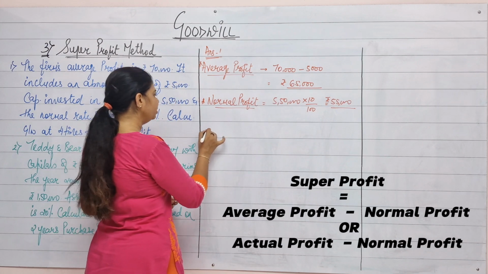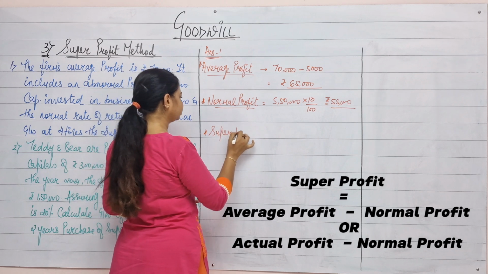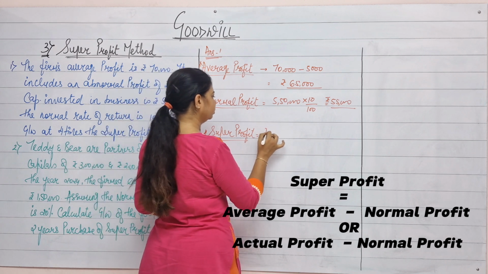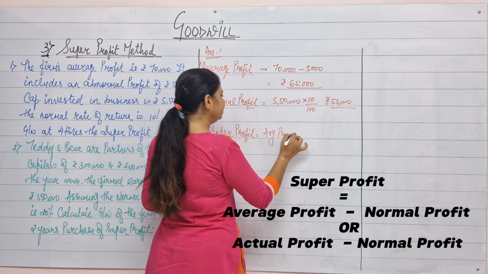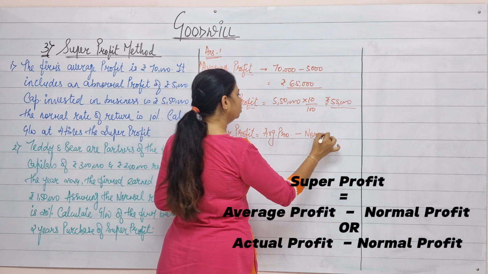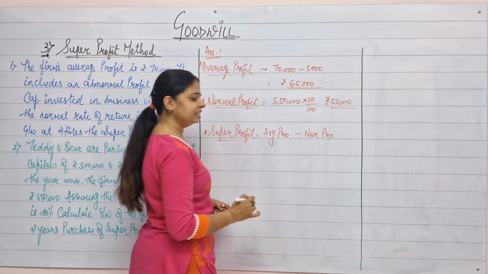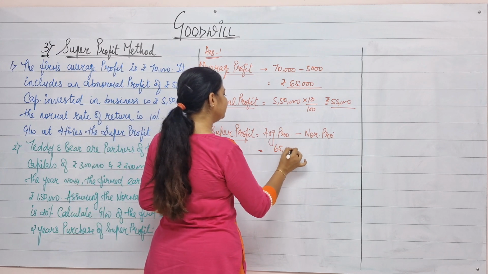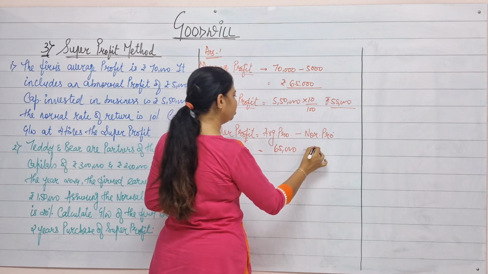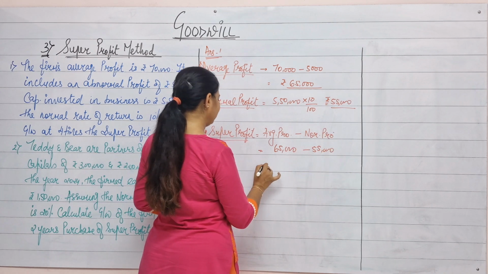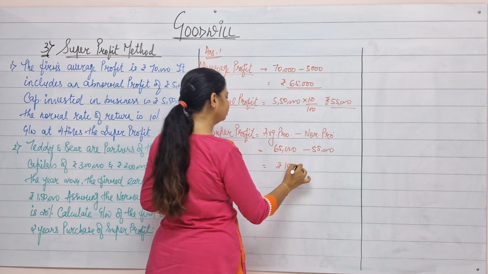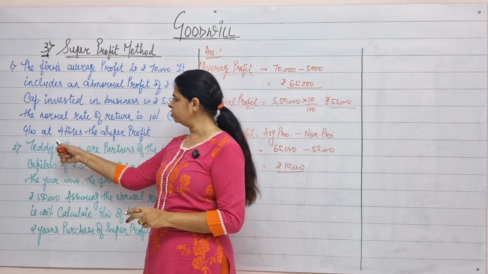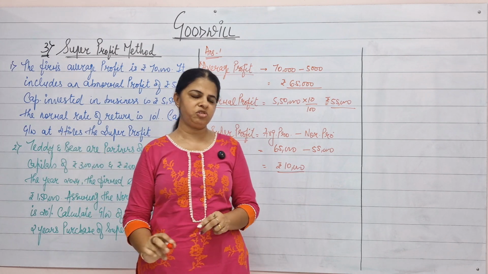So the formula for super profit is: super profit is equal to average profit minus normal profit. Remember writing formulas because that carries marks. Average profit is 65,000 minus the normal profit of 55,000, and thus super profit is rupees 10,000. The story doesn't end because we are supposed to calculate goodwill at 4 times the super profit.